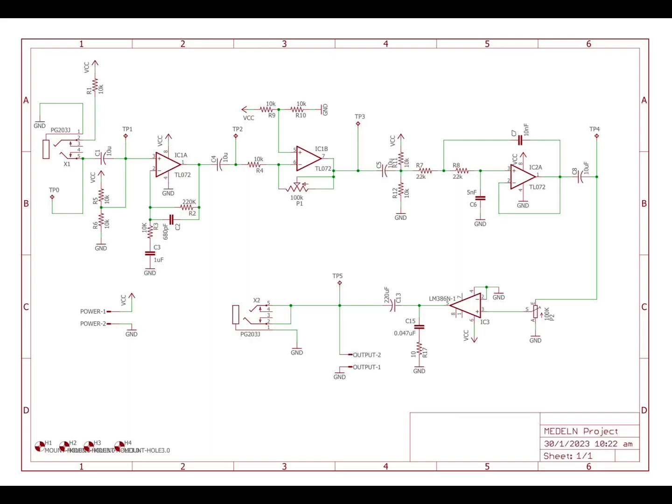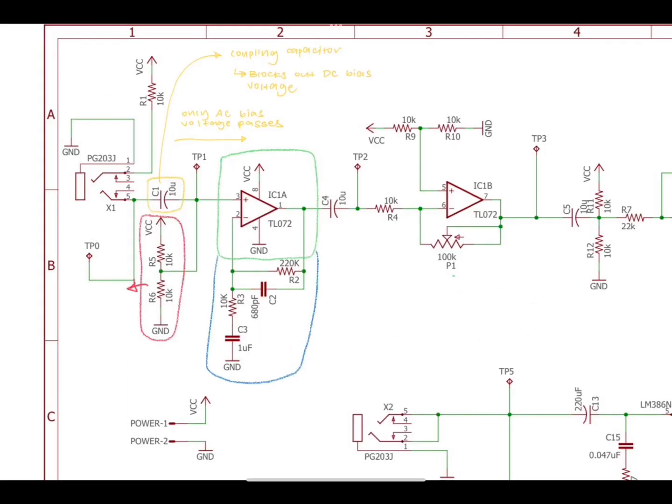In stage 1, IC-A1 is a TL072 IC that is a dual low noise JFET input general purpose op-amp. The supplied voltage gain is between 10 mV to 1 volt and does not provide current. C1 is a 10 microfarad coupling capacitor that blocks out DC bias voltage and only allows AC bias voltage to pass through from the input.